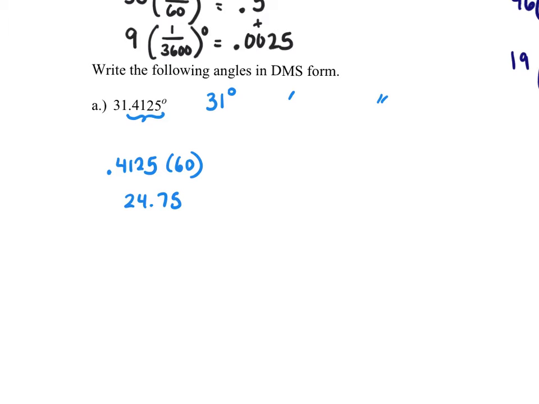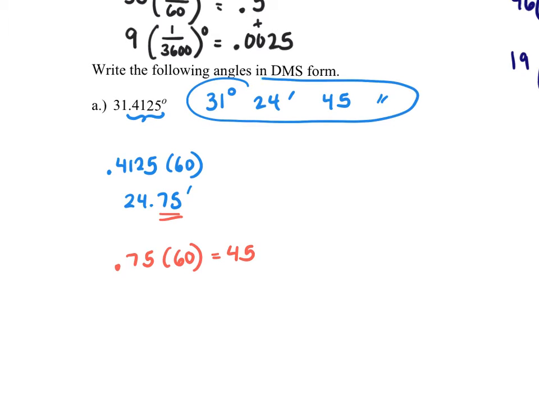I put that in the wrong spot. 24 minutes in front of that symbol. So now what we have to do is take the leftover, the 0.75. Now that's going to be our seconds because that's a portion of a minute. So if I take 0.75 times another 60, that's going to give me 45. So that's going to be how many seconds I have. So you just take the decimal and you multiply by 60, and then you take the remaining decimal and you multiply by 60 again, and you can turn 31.4125 degrees into 31 degrees, 24 minutes, and 45 seconds.